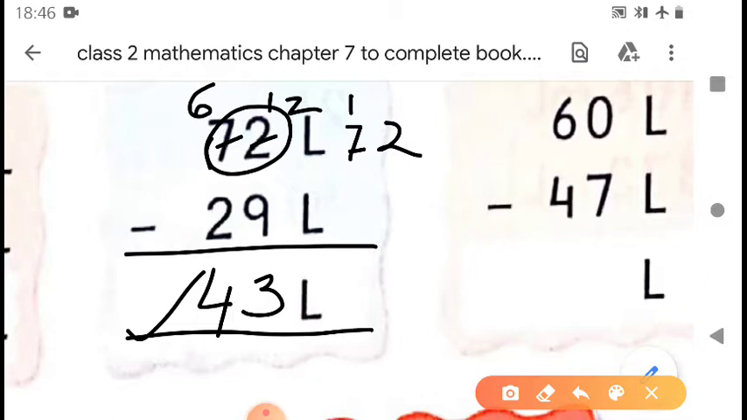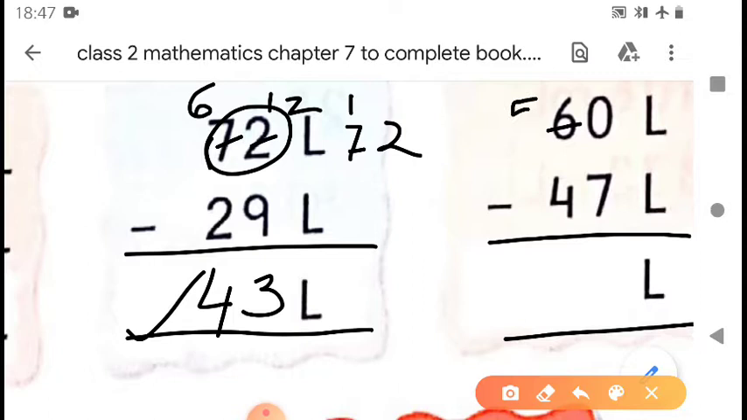Next is 60 liter minus 47 liter. Here also you cannot subtract 7 from 0. So what do we do? We borrow 1/10 from tens place. So borrowing from tens place, we get 5 here, and here we have 10. Okay. Now do the subtraction. 10 minus 7, 3, and 5 minus 4, 1. So 60 liter minus 47 liter is equal to 13 liter.